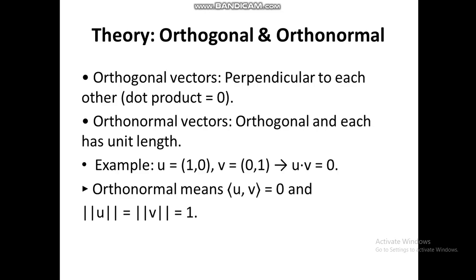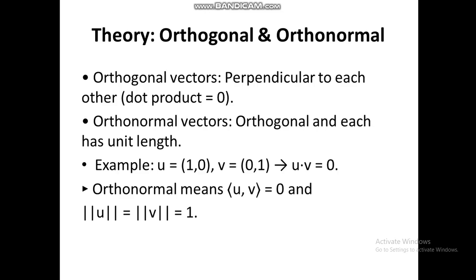If two vectors are said to be orthonormal, then they have to be unit length. For example, if you consider u is (1, 0) and v is (0, 1), their dot product should be 1 into 0 plus 0 into 1, which leads to 0. Okay, then we can say both are orthogonal to each other.